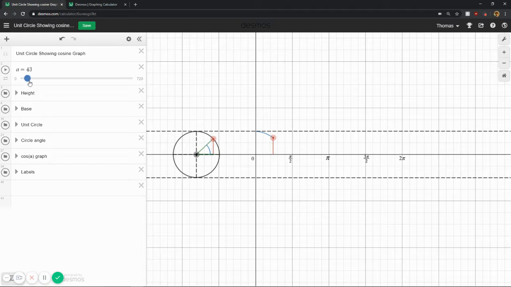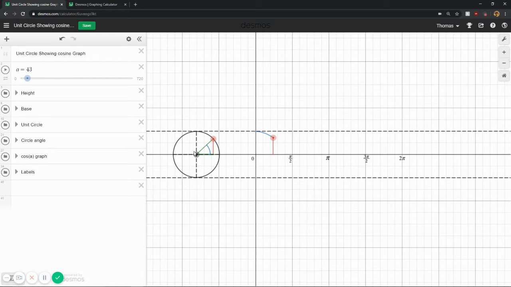So recall that cosine is the adjacent over the hypotenuse, and if the hypotenuse, here the unit circle, is 1, then the adjacent side of this triangle, the x value of this point, the horizontal part, that is cosine. So it's just the horizontal part divided by 1.